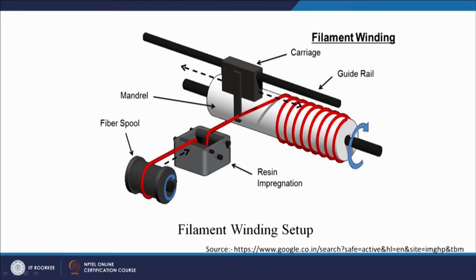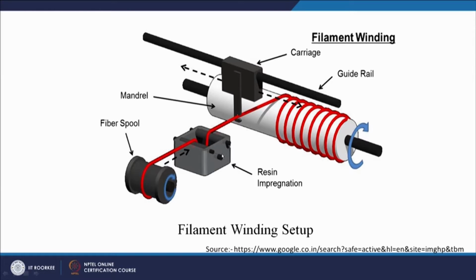So the rotation of the mandrel is shown with this arrow. So the mandrel is also rotating. The fiber is getting unwound here and it is getting wound here on the rotating mandrel. So unwinding of the fiber, winding of the fiber, and here it is getting the resin.